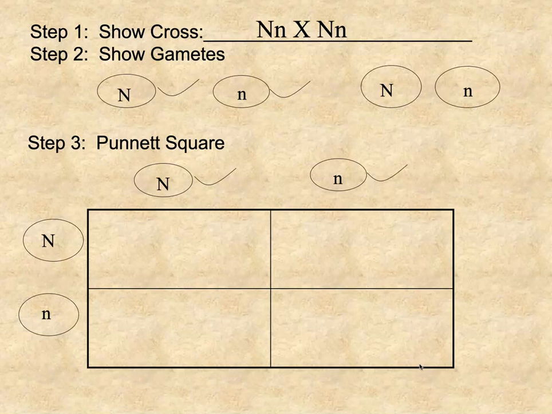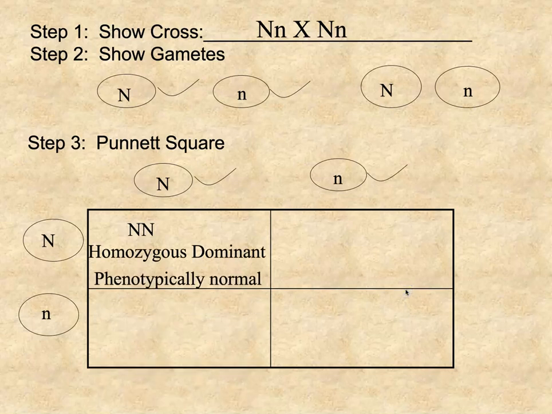And so to set up a Punnett square, you set up the potential fertilizations. So if we put the sperm across the top and the eggs down the side, our first potential fertilization is having a sperm with a dominant normal allele fertilize an egg with a dominant normal allele. So the individual will have two dominant alleles. That individual will be homozygous dominant, and that individual will be phenotypically normal.